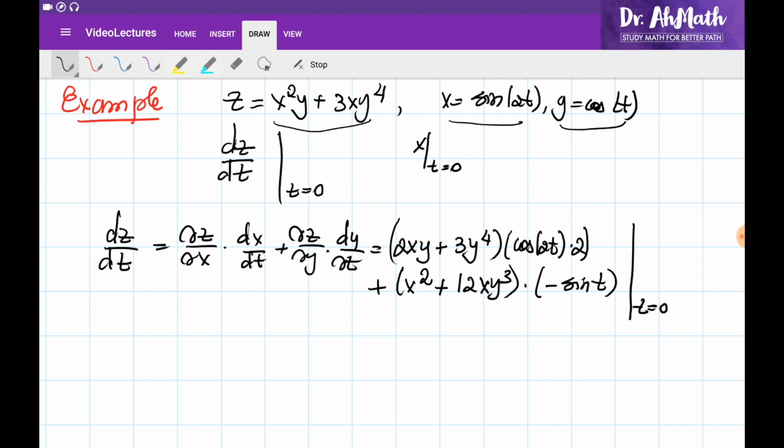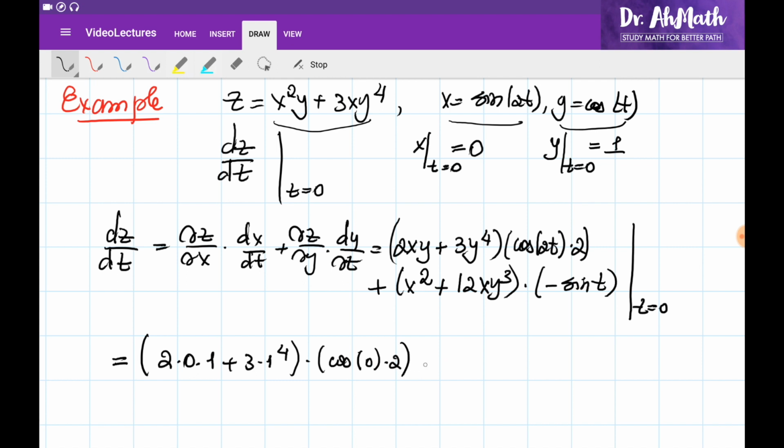So when t is equal to 0, the x becomes sine of 0, which is 0. And when t is equal to 0, y becomes cosine of 0, which is 1. Right? So I need to substitute all the appearances of x with 0 and all the appearances of y with 1. So it's going to be 2 multiplied by 0 multiplied by 1, plus 3 multiplied by 1 to the power of 4, multiplied by the cosine of 0 multiplied by 2, right? Plus 0 squared plus 12 multiplied by 0 multiplied by 1 to the power of 3, multiplied by the minus sine of 0, which is 0, right?